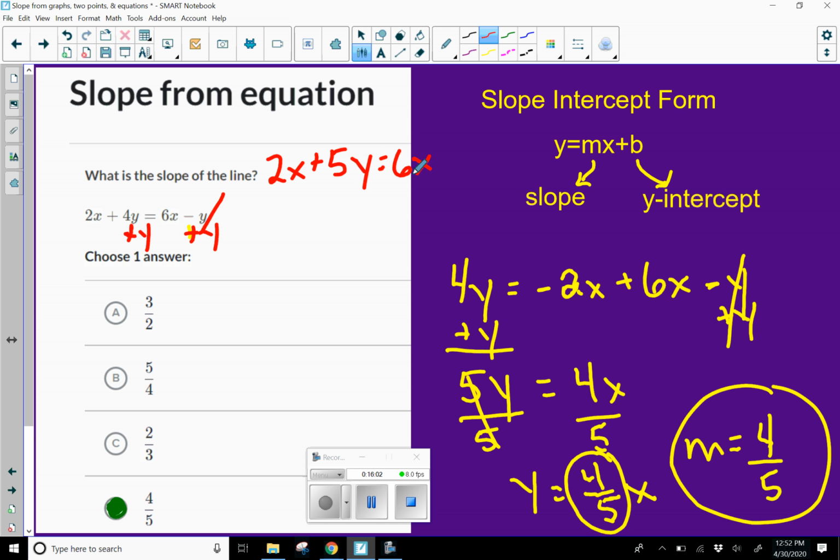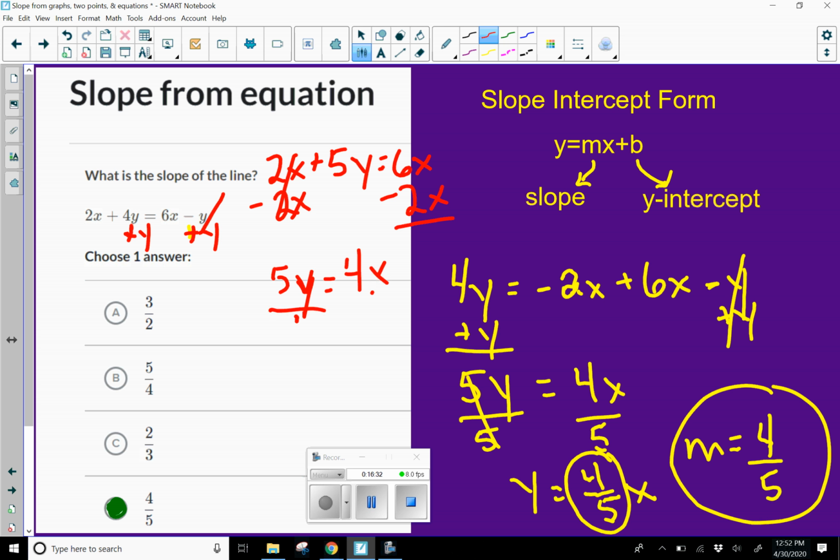And now we want to get all of our x's to one side. So I'm going to subtract 2x on both sides. And that's going to leave me with 5y equals 4x. Okay. Notice that there's no y-intercept here. And what that means is that you have a proportional equation, which means that your line is going through the origin. So your y-intercept would just be 0, 0.